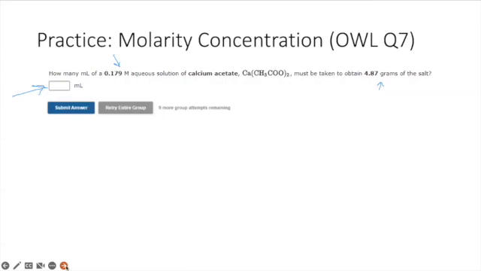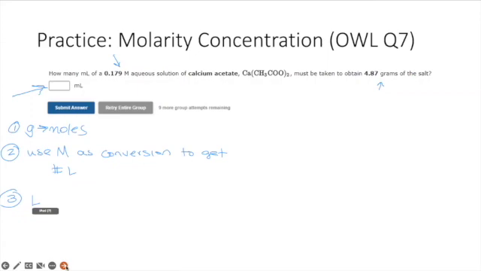First, I want to go from grams to moles. Next, I'm going to use big M as a conversion factor to get the number of liters, but they want the answer in milliliters, so then I'll go from liters to milliliters. So my given quantity here is grams.